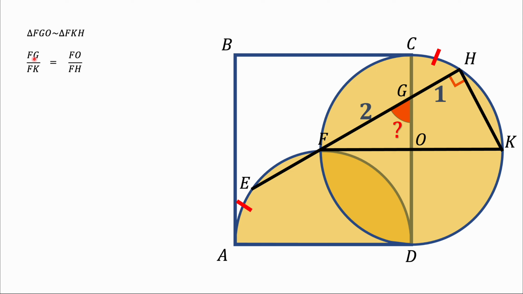Now we know FG is 2, FK is the diameter, FO is the radius, FH is 3. So we can plug this in and get the expression for FO, for the radius. And FO will be square root of 3. Now, if we divide FO by FG, we get square root of 3 over 2. And that is the sine of the angle we're interested in, because it's a ratio of the opposite leg to the hypotenuse.